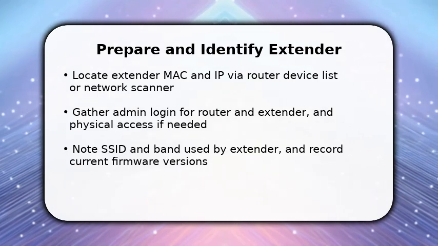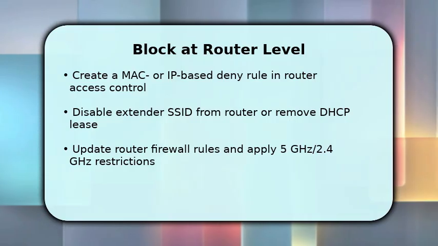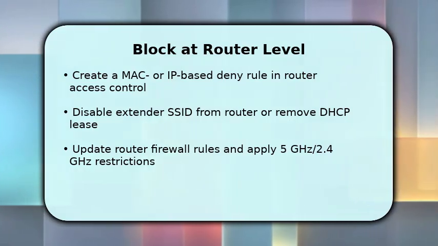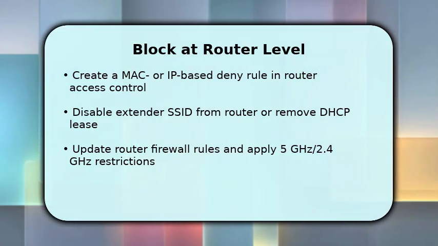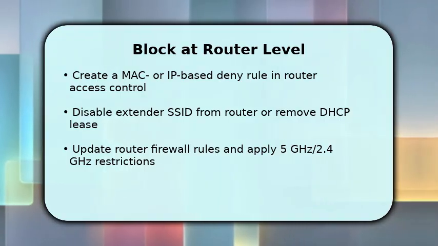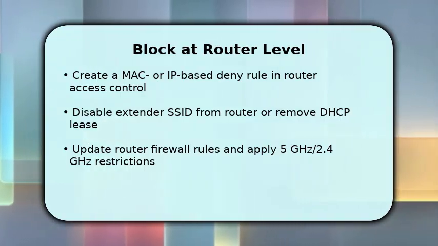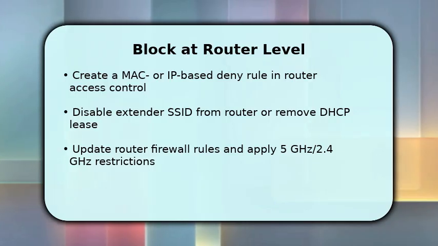Now, log into your router and create a MAC or IP-based deny rule for the extender. This prevents it from obtaining network access. Alternatively, remove its DHCP lease or add a static deny entry so the router won't hand out an IP.